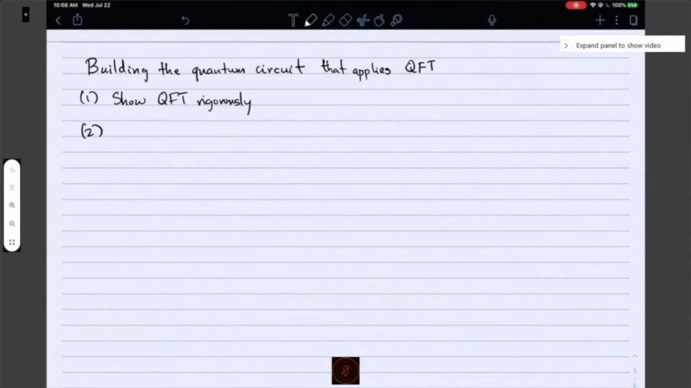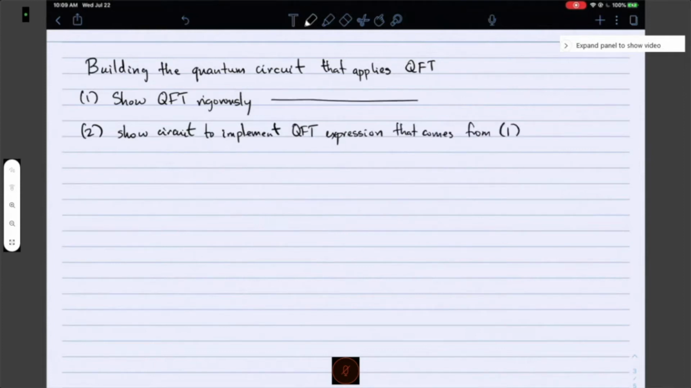And secondly, I'll show you from this rigorous implementation, the reason we're going through it is not just for the sake of rigor, but also because that explanation shows you exactly the circuit components that you need to implement QFT. So show the circuit to implement the QFT expression that comes from 1. And by 1, I mean this. Okay, so let's get started.